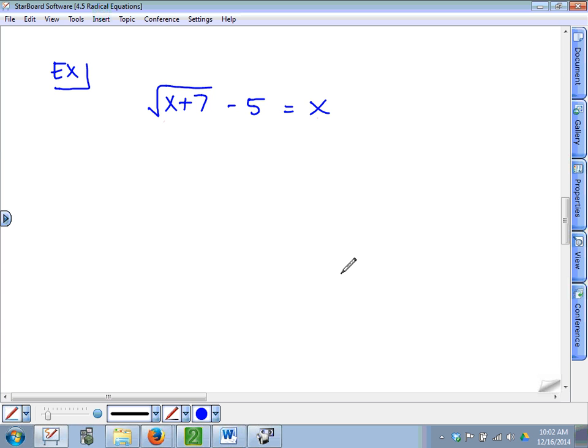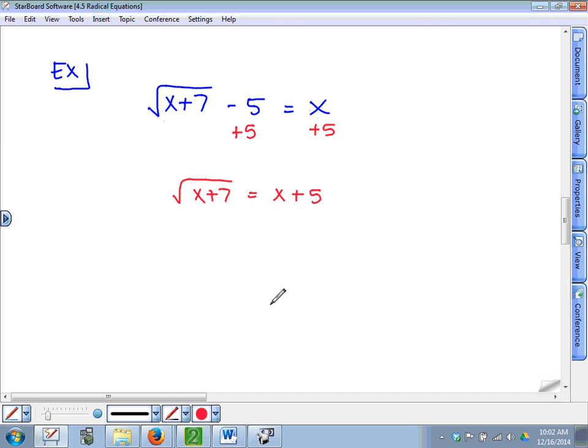Do we all know what to do first? What's the first step? Isolate by adding 5. Now this surprised me. How many students were a little unclear about what to do? You see what I'm circling right here? These are not like terms. You can't add x and 5 and make 5x. I assumed we all knew that, but there's a lot of confusion. If it was 5 times x, that's 5x. But what's 5 plus x? Just x plus 5. You can't add them together. Yeah, you have the square root of x plus 7 is equal to x plus 5.